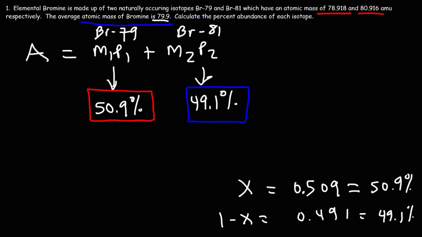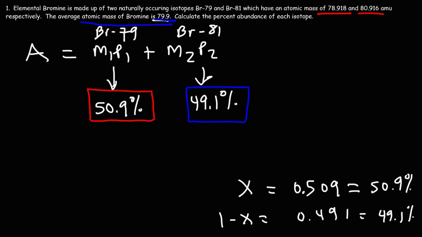And as we could see, these two numbers are approximately equal. It's close to 50-50 because, as was mentioned before, 79.9 is almost in the middle of these two numbers. Now, we have a little bit more of bromine 79 than bromine 81. Because it makes sense, 79.9 is a little bit closer to 79 than it is to 81. It's a little bit closer to this number than that number. So that's how you could find the percent abundance of the isotopes that make up a specific element.